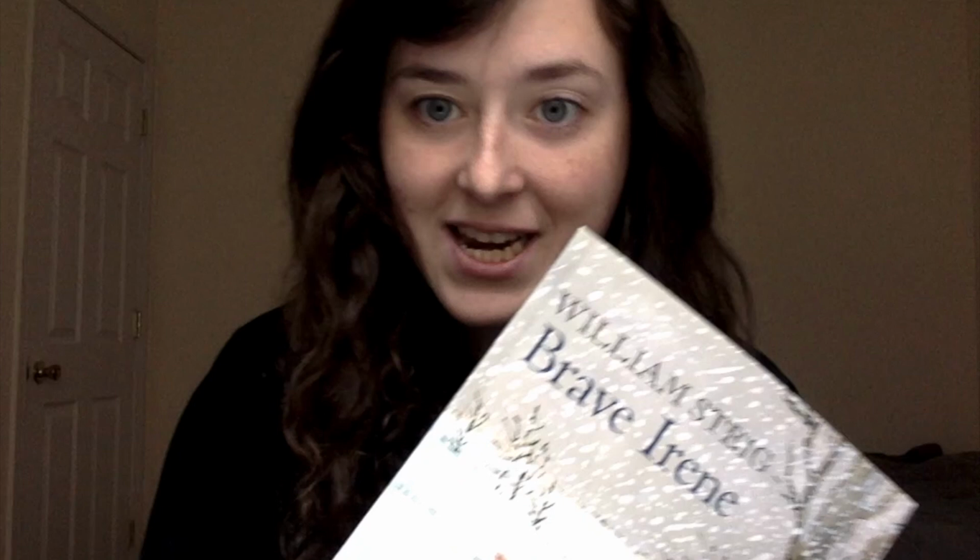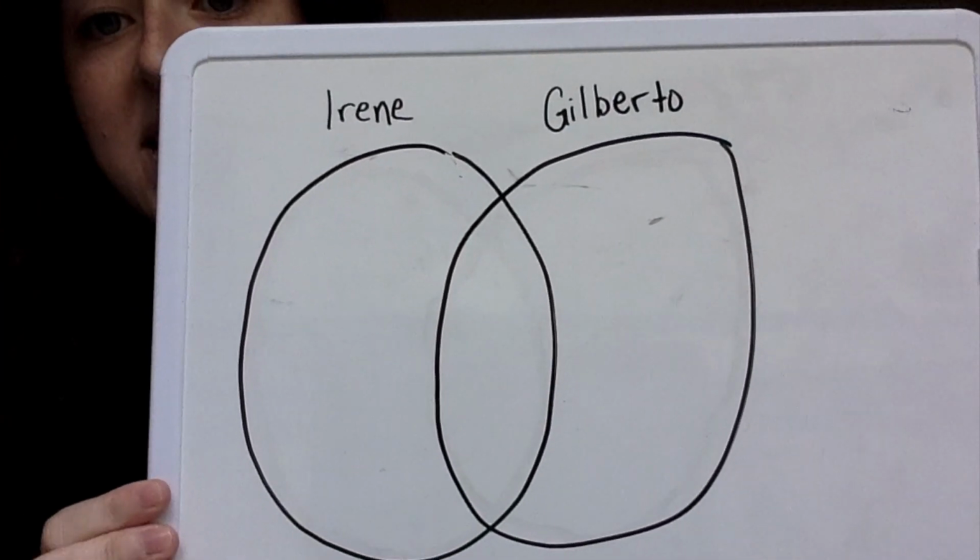Okay, let's get started. Kipsters, we've been reading all week about Gilberto in Gilberto and the Wind. And last week we read all about Irene in Brave Irene. Both characters had experience with the wind. The wind was kind of like a character in both of those books. Today, we're going to compare and contrast Gilberto and Irene's experiences. Compare means to find what's the same, and contrast means to find what's different. And we're going to chart that on a Venn diagram.